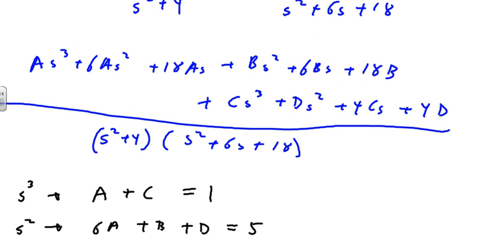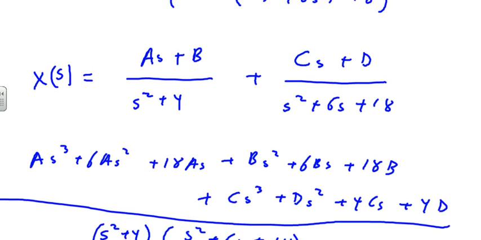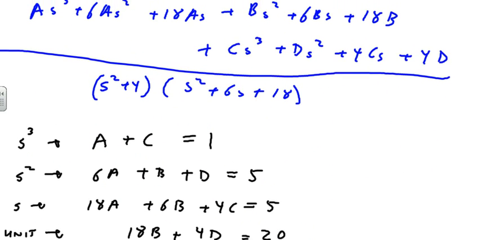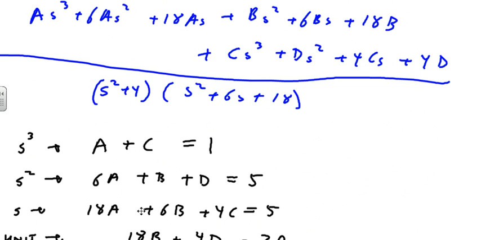I see that the s cubed term has to be a plus c, and I remember that that's a 1, and my s squared term is 6a plus b plus d, and the s squared term is a 5, so I remember that. And then we have an s term, 18a plus 6b plus 4c is 5, and then the unit term, 18b plus 4d is 20.